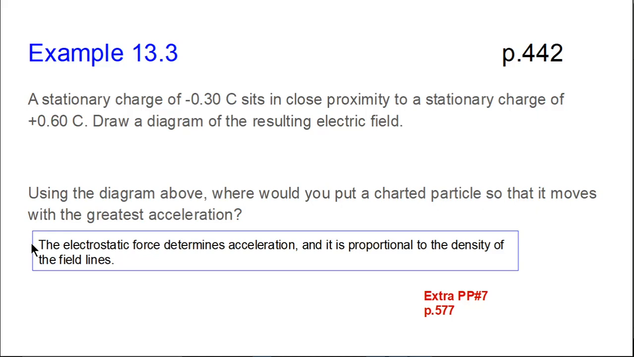So I put in a square here, or rectangle is a type. The electrostatic force determines acceleration. So the more electrostatic force, okay, the more acceleration. And it's proportional to the density of the field lines. Remember that the electric field, you're going to represent it by drawing lines. So the more charge, the more lines you should be drawing there. So the more dense the drawing is, it has to be proportional to represent that electrostatic force, the more acceleration you have for those particles. So keep that in mind when you're trying to solve these.